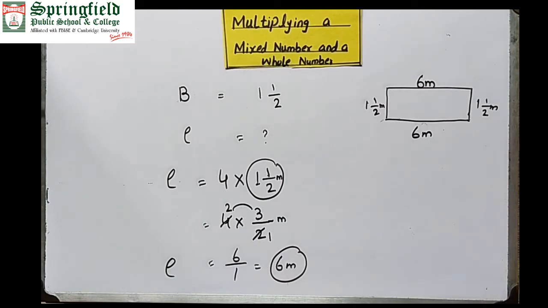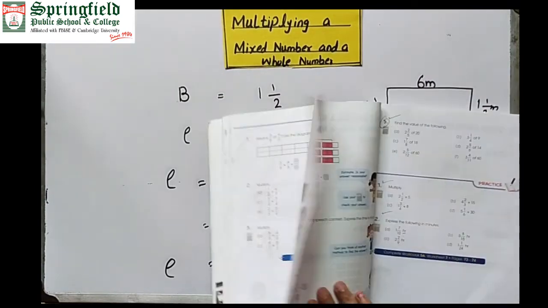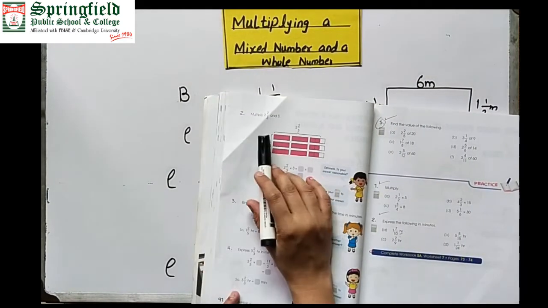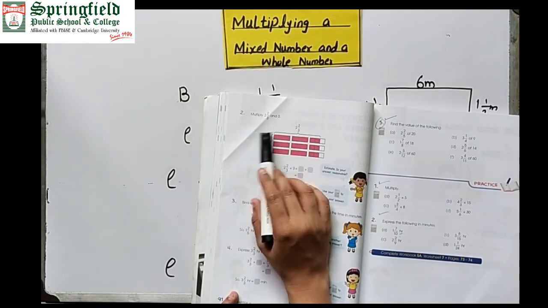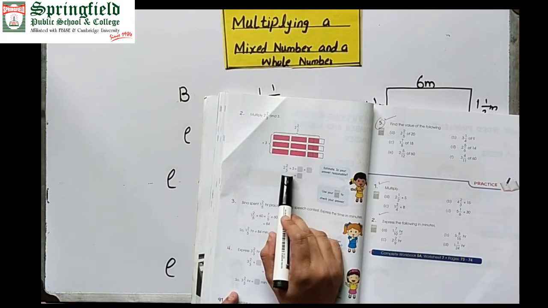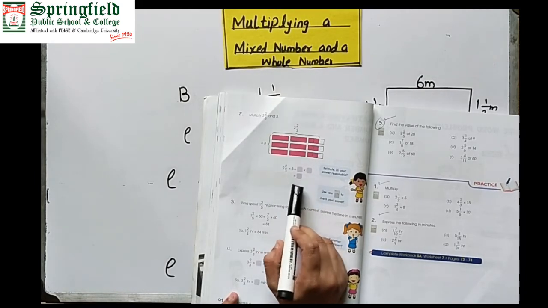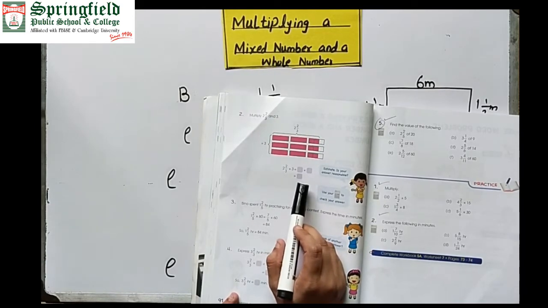Understood, beta? Okay. Now turn the page and come to the second question. The second question is multiply 2 whole 2 by 3 and 3. They are saying multiply. So how can we multiply? First you will convert this mixed number into the fraction form, and then you will multiply with 3 and find out the answer. It's your task. Fine? Complete this question in the book with pencil.